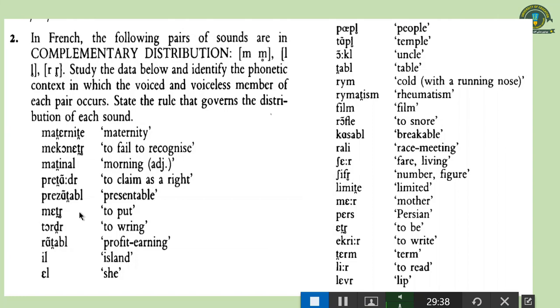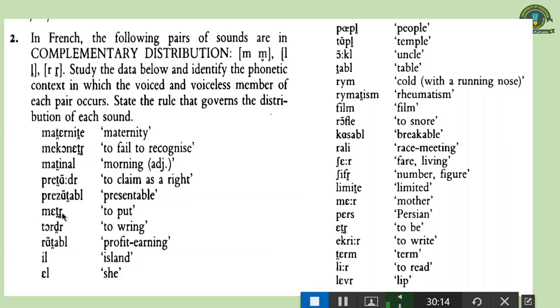Now look at these examples, like this one where the meaning is to put. If I try to pronounce it, it will be like mutter. So now you can see here that before r we have this t sound. This small symbol is for a dental sound, so this is a voiceless sound. A voiceless sound is actually making r lose its voicing as well.